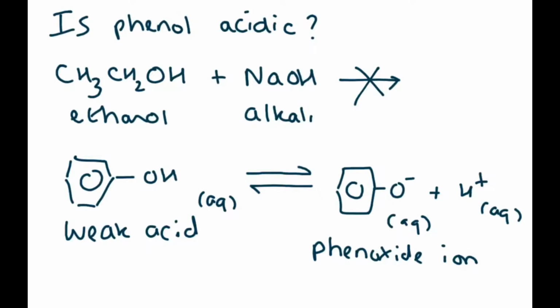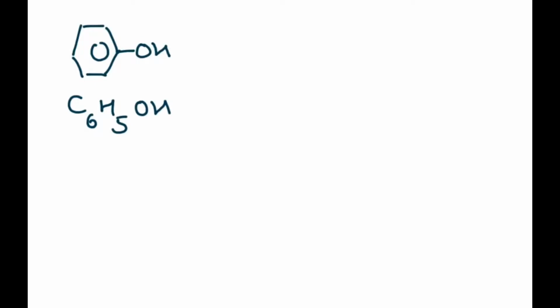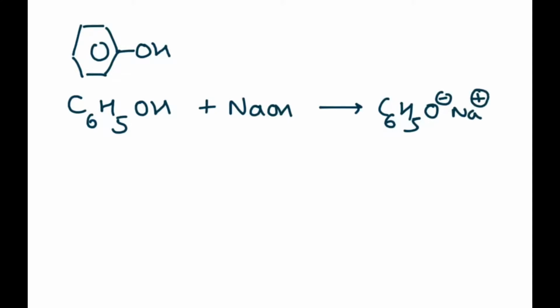So if it partially dissociates, therefore, phenol will react with sodium hydroxide. Okay, I'm taking a long time writing this, so maybe I'm going to start using the structural formula instead. Okay, C6H5OH plus sodium hydroxide, and that is going to give you C6H5O. Now, I always write the charge. It's just a habit. You don't have to write the charge, but it's something that I do. And I always circle the charge because of my handwriting, and in exams, I want to make it very clear.